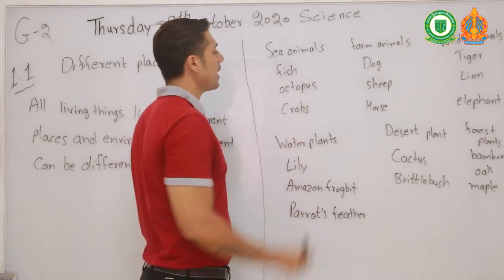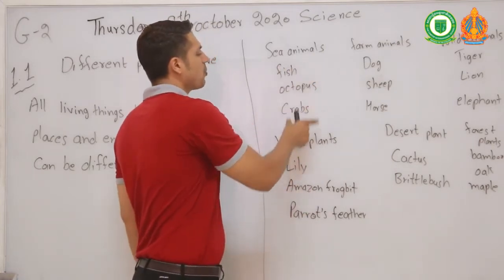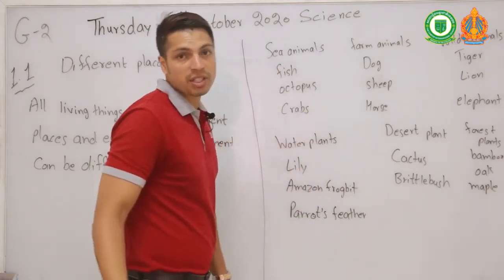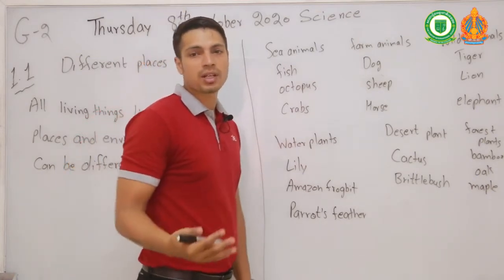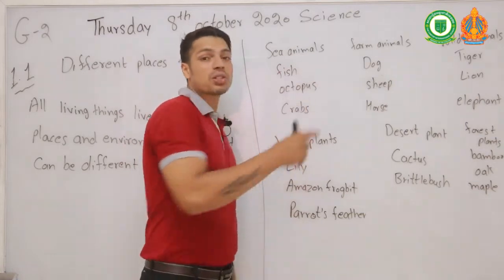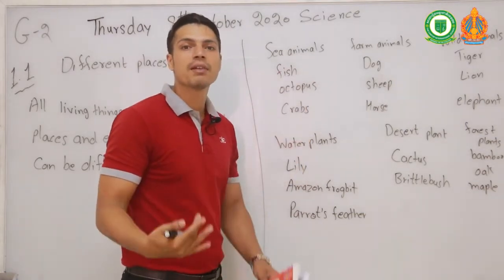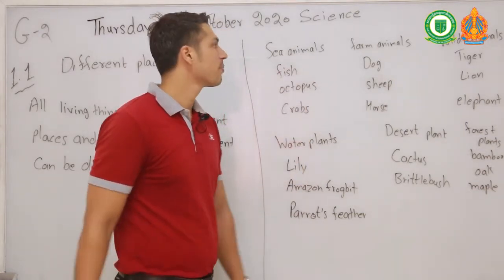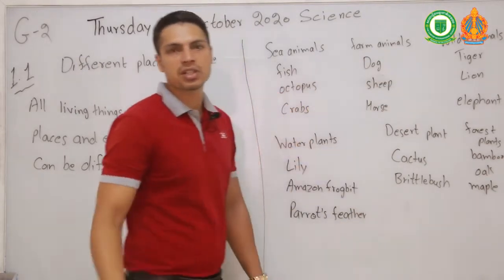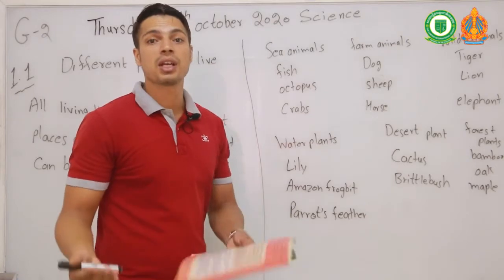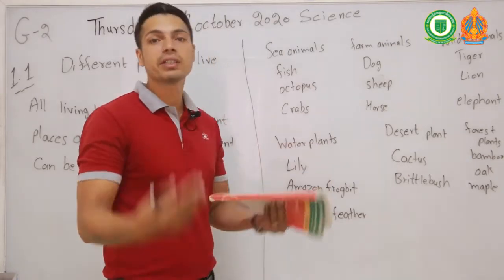First, sea animals: fish, octopus, crabs. There are so many sea animals. But where do they live? They live in the water. Farm animals: dog, sheep, horse, ducks, chickens. Where do they live? They live on the farm, on the ground.